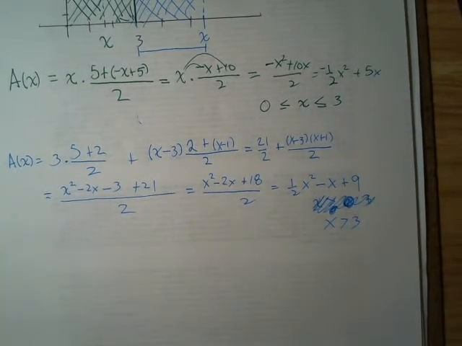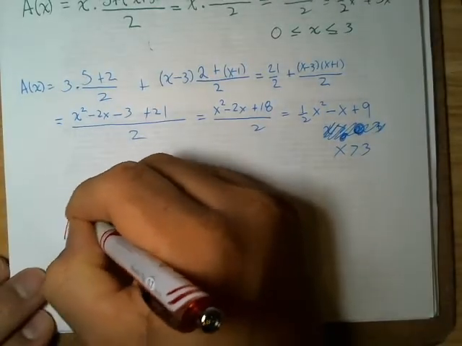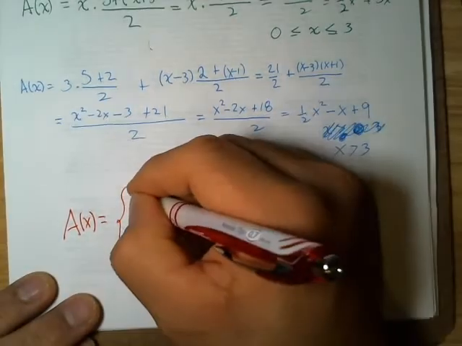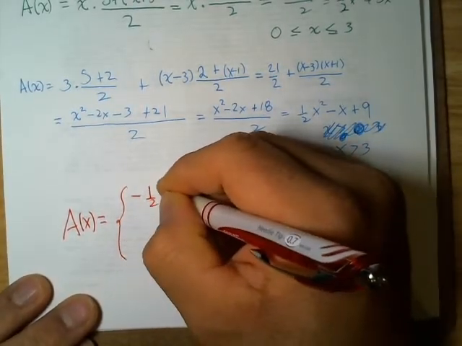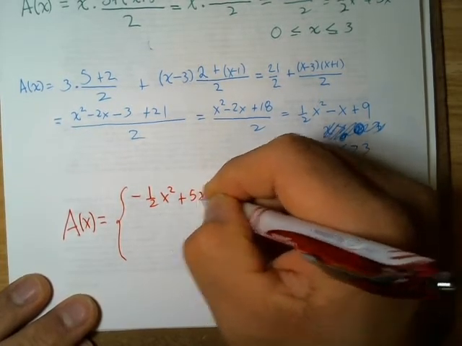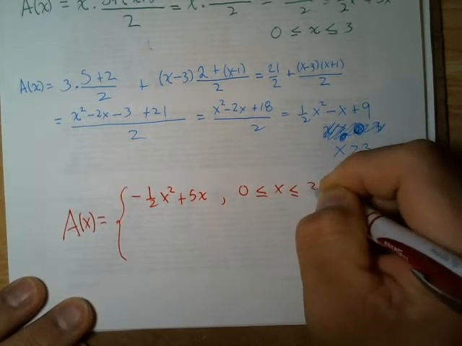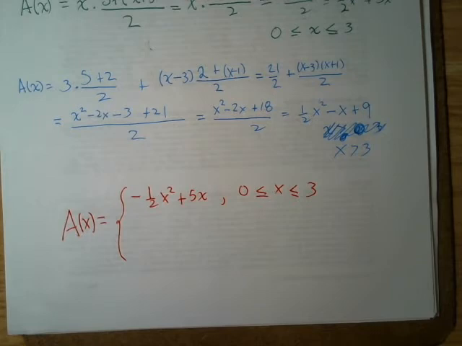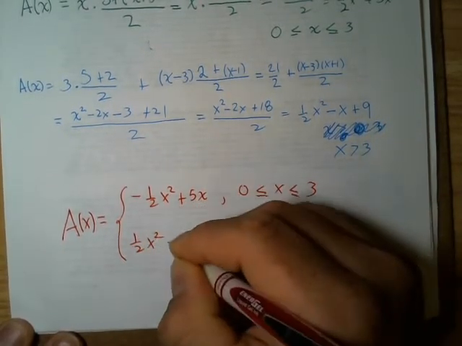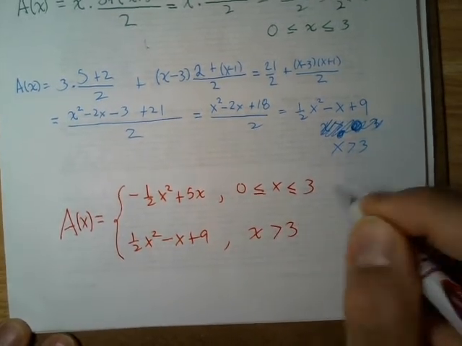All right, so let's put all this together in one piecewise function. Here the area of x is going to be equal to negative 1/2 x squared plus 5x, and this will be for values that are bigger than 0 but less than or equal to 3. And 1/2 x squared minus x plus 9, and these will be for values of x larger than 3.